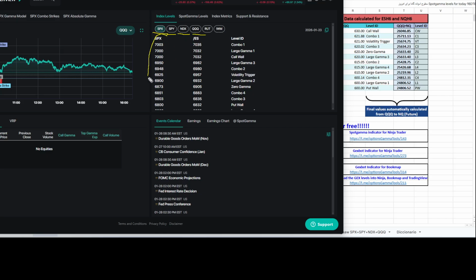All the levels here are the most important gamma levels from the ladders of all markets. This information is extracted from the date of the actual day. The information that I upload in the spreadsheet must be updated every morning.